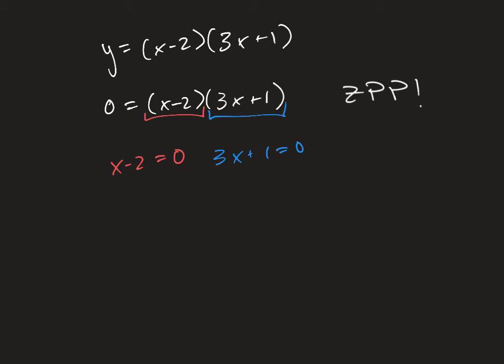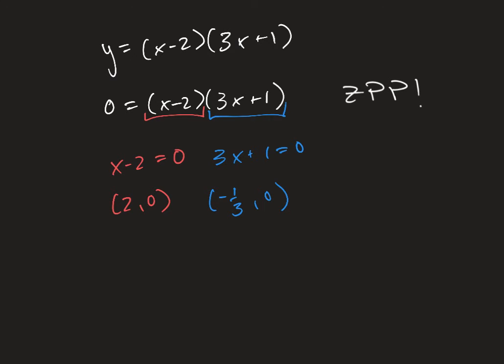So my two x-intercepts for this quadratic are going to be at x equals 2, or 2 comma 0. x-intercepts are always a coordinate point, right? Or at -1/3, right? -1/3 comma 0.